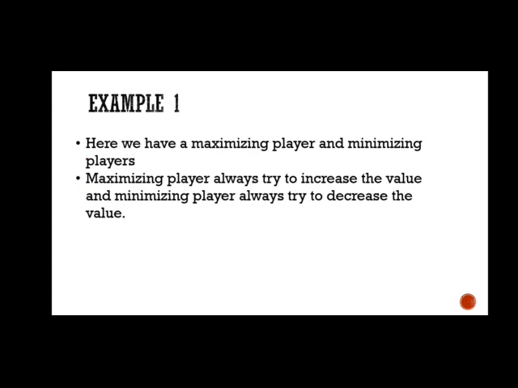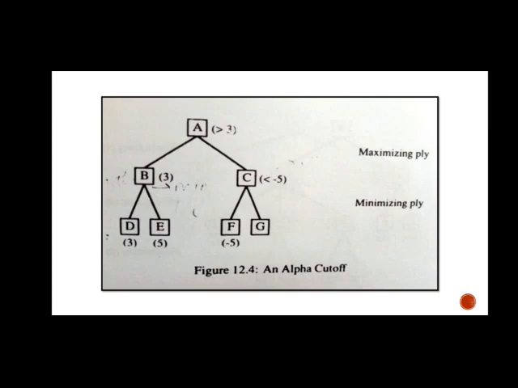Here there are two players, a maximizing player and a minimizing player. The maximizing player always tries to increase the value and the minimizing player tries to decrease the value. Here is the example. In this example, we apply the depth first process and we reach the depth of the tree. To calculate the values of alpha and beta at node B, we compare the two subtrees D and E. The values of D and E are 3 and 5. Comparing them, the minimum value is 3, so we give the value 3 to B.